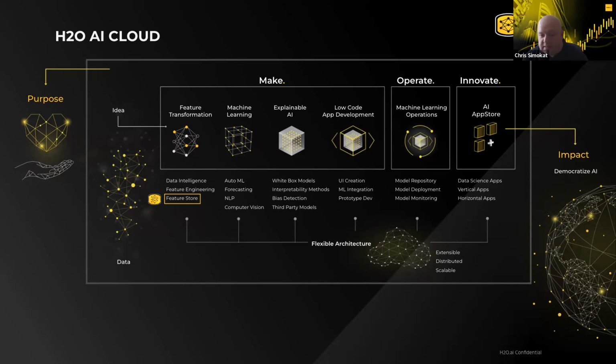Where Feature Store fits in this whole story is as part of Make. You make feature sets, you make pipelines, you make models from these things, and then it also is part of Operate because it works in conjunction with our MLOps tooling to help you operationalize models and feature sets, and deal with drift and bias detection in the operation of the models when you actually use these things at scale in production.